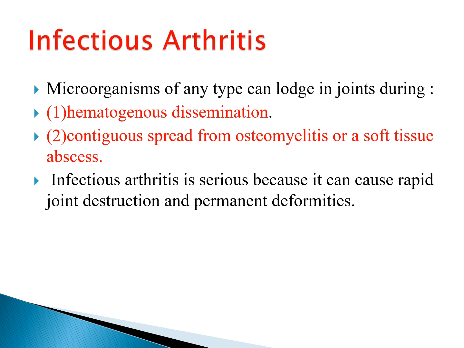The last type of arthritis is the infectious arthritis. It is caused by infections, and microorganisms can lodge in the joint in different ways. The first one is hematogenous spread, meaning they reach the joint through the blood. The second way is by contiguous spread from an adjacent osteomyelitis or adjacent soft tissue abscess. So the bacteria will gain access to the joint from an adjacent site of infection. Infectious arthritis is serious because it can cause rapid joint destruction and permanent deformities if not treated well.